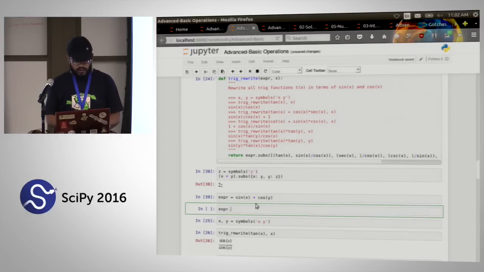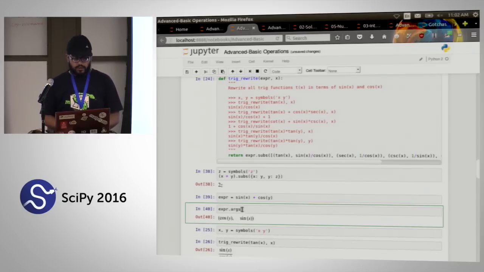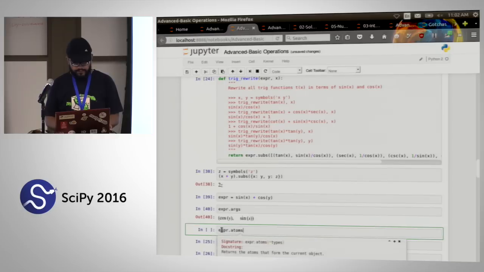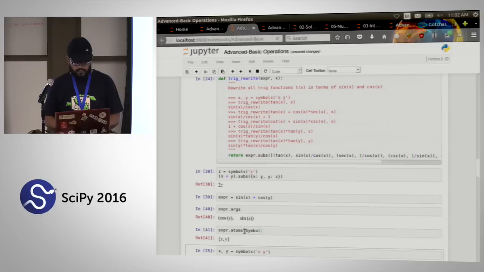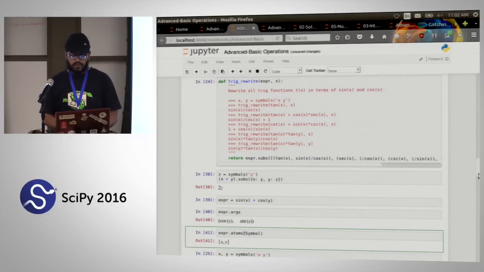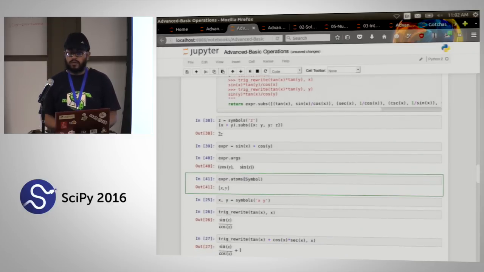So one convenience attribute is args. It will give you all the arguments to that expression, so you can move inside it. Or we also have a method that will give you all the symbols in the expression. So you get a list of all the symbols, or you can use the args for finding out what it contains, right? Clear?